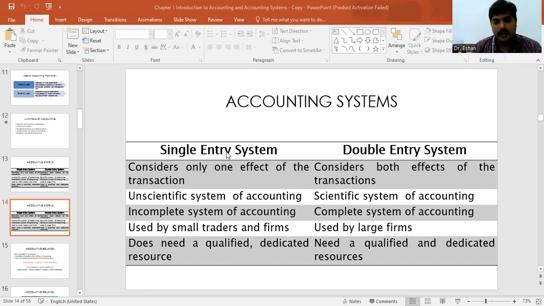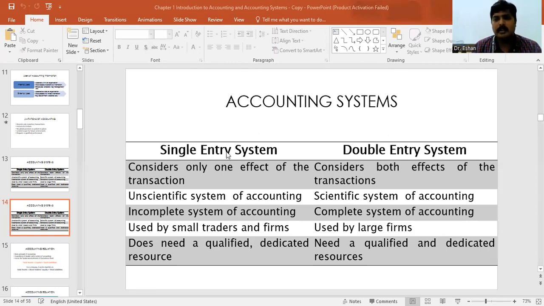It does not need qualified and dedicated resource people. Usually, since it is a very small scale industry running, there is no need of highly talented, highly qualified people to run or operate this accounting system because it's very simple. So one side entry will be there. The transactions they did, they are going to enter, right? So that's called a single entry system.